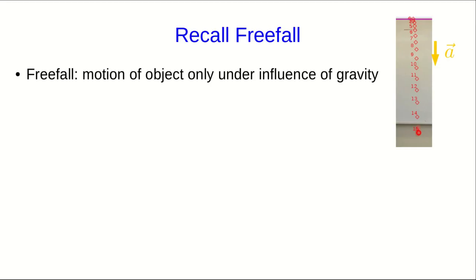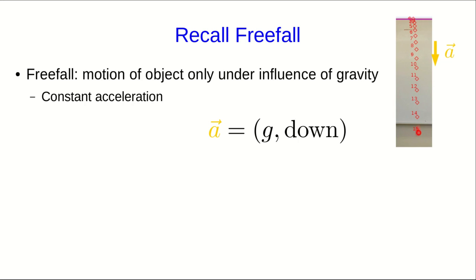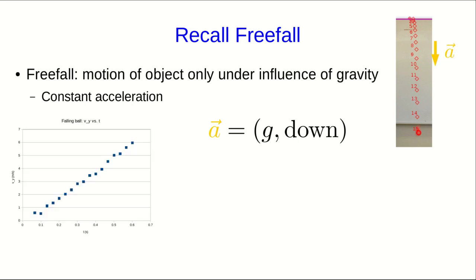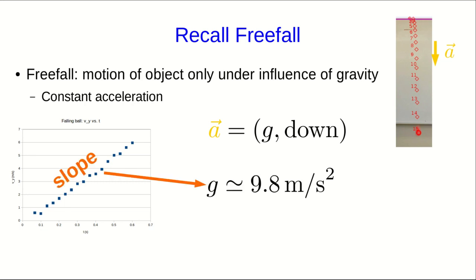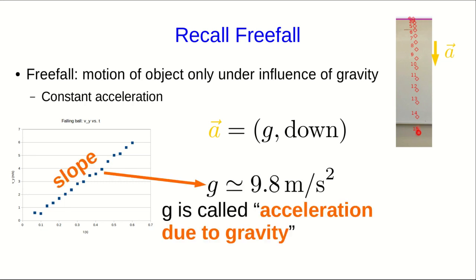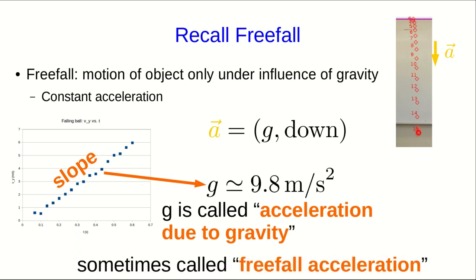To see what's going on here, I want to remind you of something we've already seen, which is free fall. That's the motion of an object which is only under the influence of gravity. And we've seen that in free fall, the acceleration is constant, and it has a very specific value. It points down, and we can measure it, say, from v versus t data, and find the value of this g, which we call the acceleration due to gravity. And it's also sometimes called the free fall acceleration.